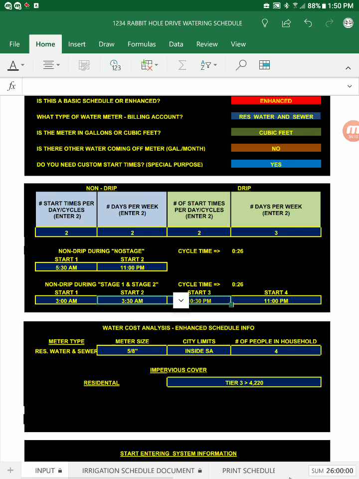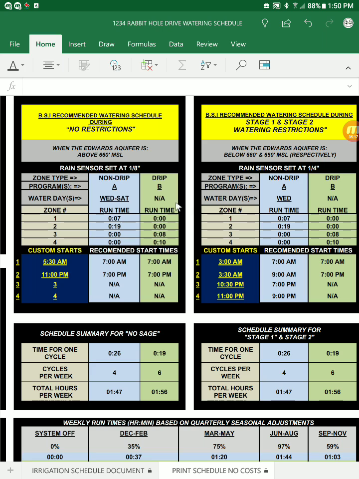So then we go over to our print schedule. Here, when we're doing 2 days per week, we have our custom start times at 5:30 in the morning. This is for non-drip. 5:30 in the morning, and then for 11 o'clock. And when we're in watering restrictions and forced to go into one day in order to prevent runoff, we've created our 4 custom start times. We're hardly ever going to have to create custom start times, but the ability is there.